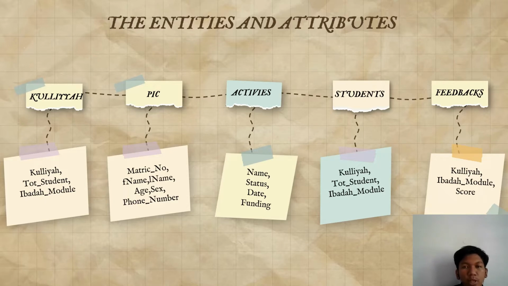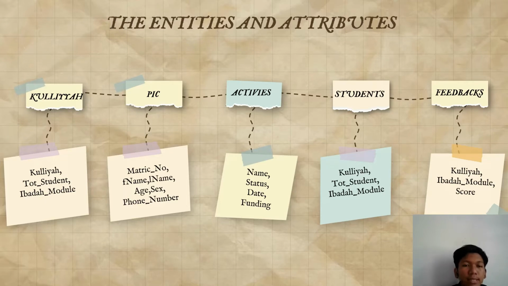So we move on to the attributes. An attribute defines the information about the entity that needs to be stored. If the entity is an employer, attributes could include name, employee ID, and something more about the employers. Here we can see the kuliah first. The attributes for the kuliah are the kuliah name itself, the total of students, and the ibadah module.